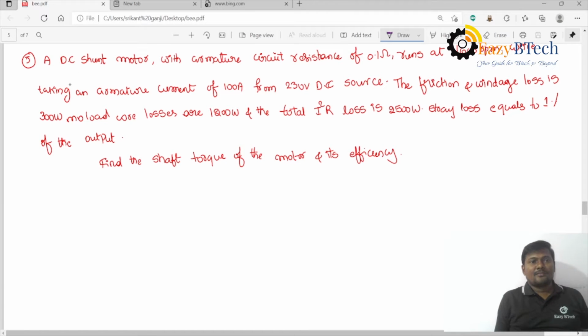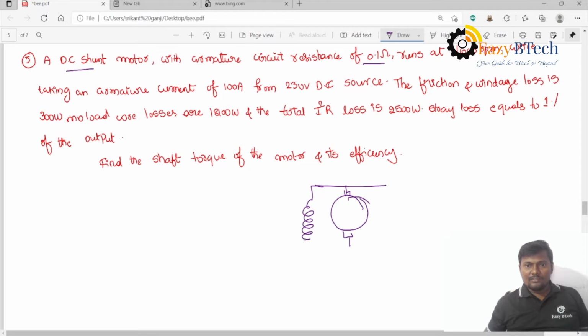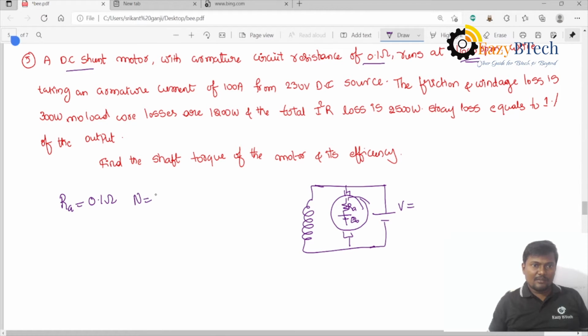In this problem, a DC shunt motor has an armature circuit resistance of 0.1 ohms. First, we should draw the DC shunt motor diagram. This is the armature and the field, both connected in parallel. This is the supply voltage. The armature resistance is 0.1 ohms, and it runs at 1600 rpm. Yes, speed is 1600 rpm.